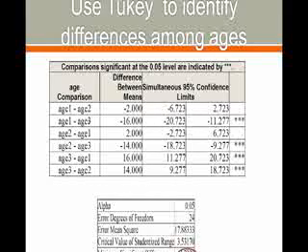SAS identifies with these stars which pairs are different. For H1 and H3, they are different. H2 and H3, they are different. But H1 and H2, since it doesn't have any star, they are not significantly different.